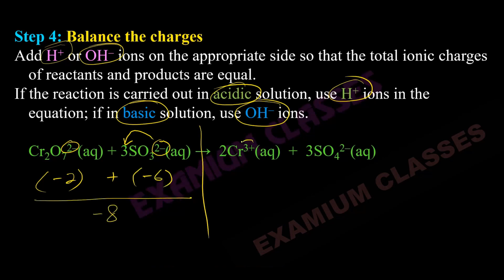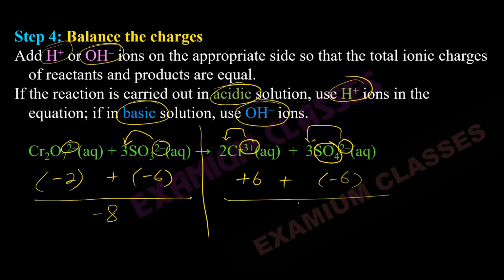Right hand side, the chromium ion has 3 positive charge, but I have 2 chromium ions. It means +6 total contribution from the chromium ions. And 1 sulfate ion has -2 charge, but I have a total of 3 sulfate ions. It means I will have -6 contribution from 3 sulfate ions. Total, if I calculate 6 minus 6, 0.